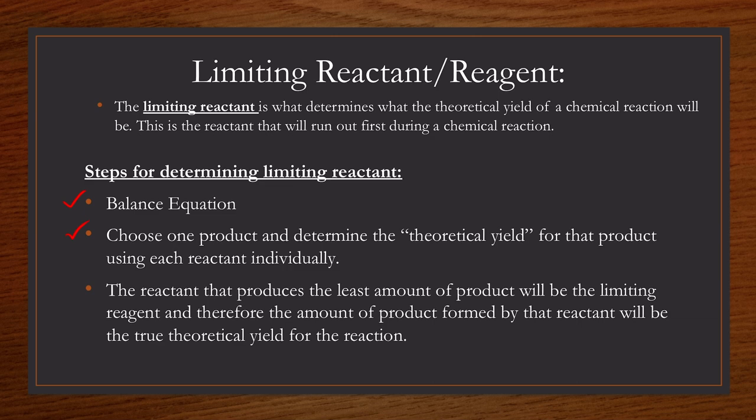All right, so what we're going to do is set up a stoichiometric calculation for each reactant that we're given an amount for, and then we are going to determine what the limiting reactant is by looking at the theoretical yields for those equations. And the one that has the smallest theoretical yield is actually going to be our limiting reactant, and that is actually going to be our true theoretical yield. So let's go ahead and take a look at a problem.